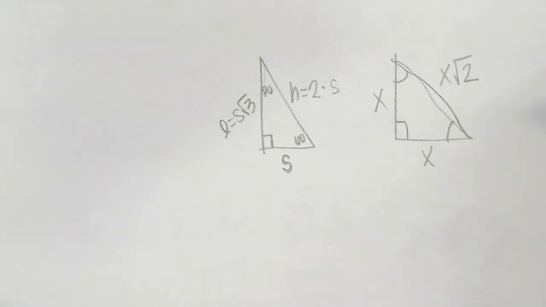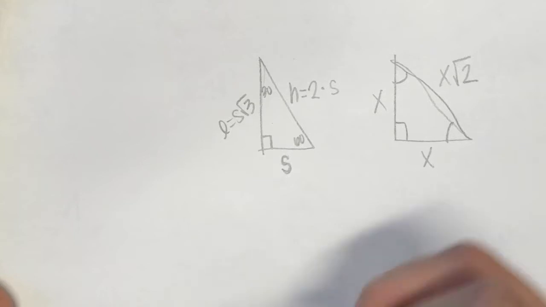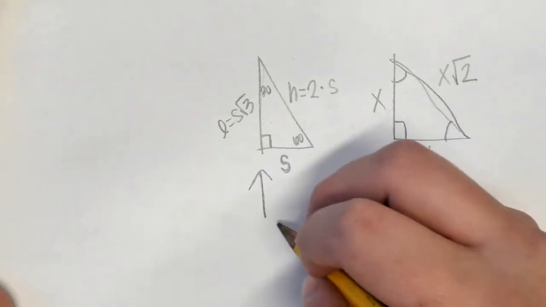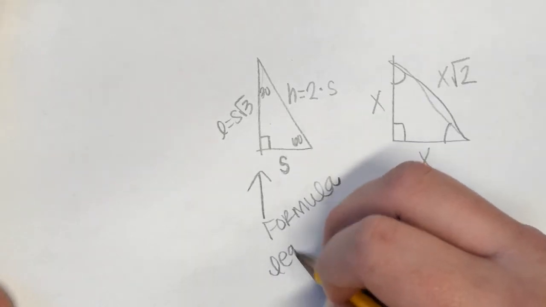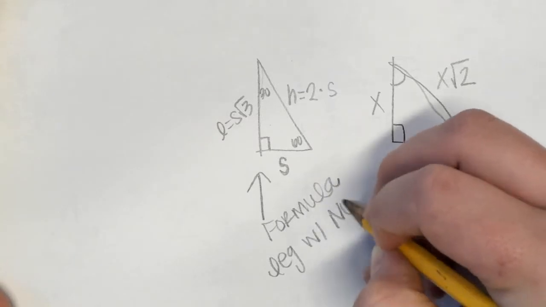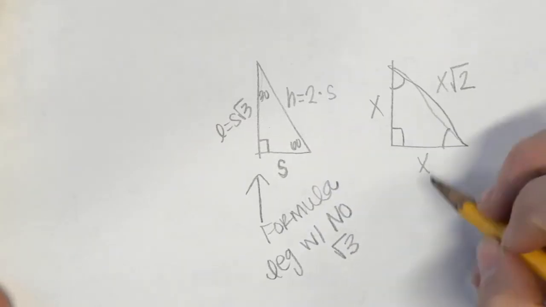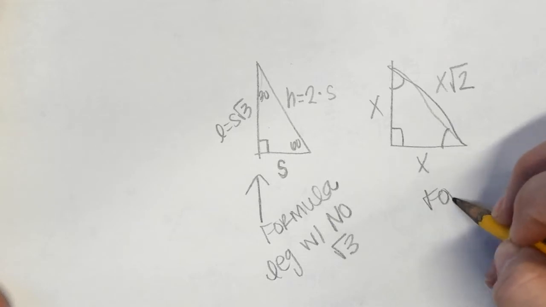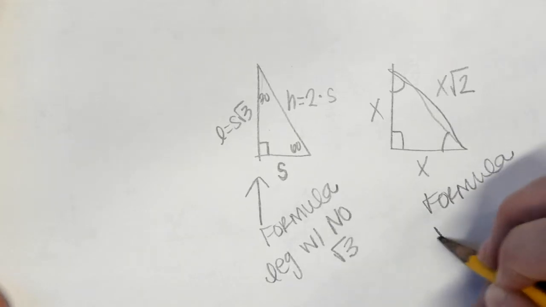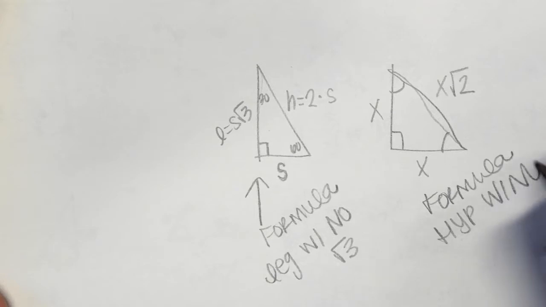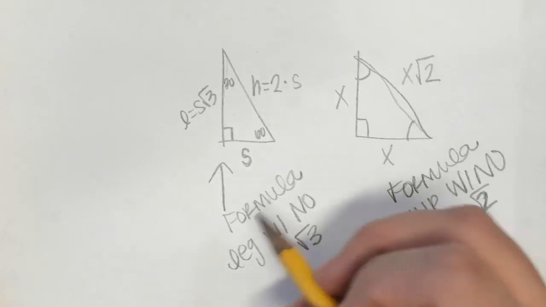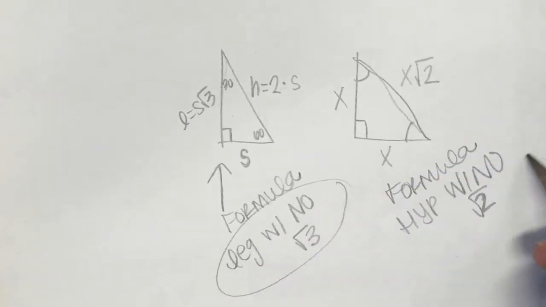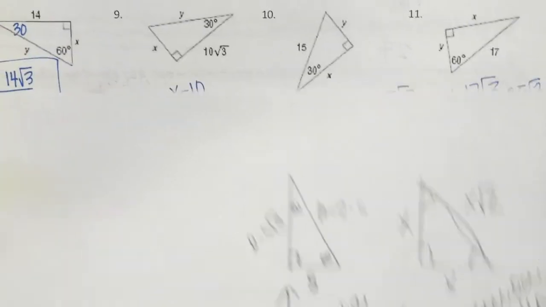Well, how do we know when to use those fancy formulas we derived? Here's when you use the formulas we derived. In a 30, 60, 90, you use the formula when you're given the leg with no square root of 3. Same thing over here. You use the formula when you're given the hypotenuse with no square root of 2. That's when you use the formula. When you're given the leg with no square root of 3, when you're given the hypotenuse with no square root of 2. So let's do some examples.